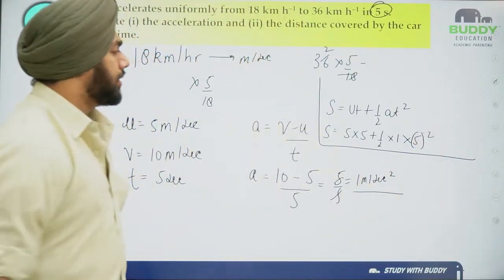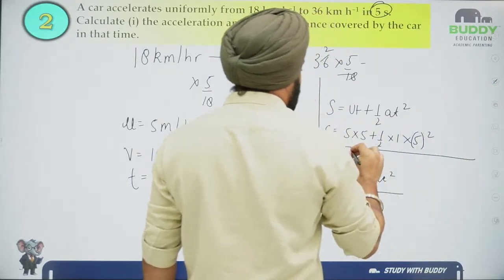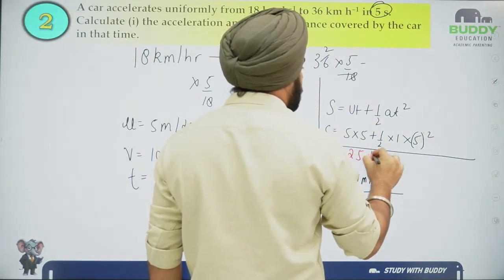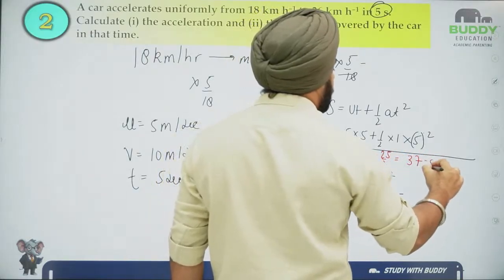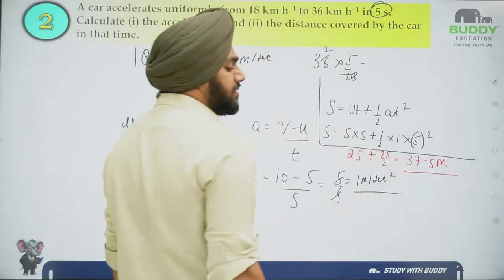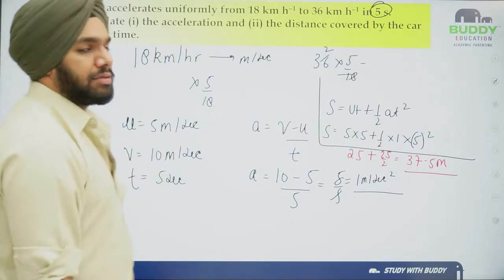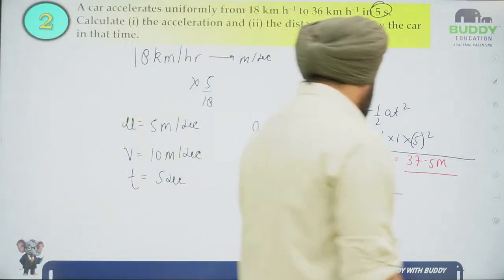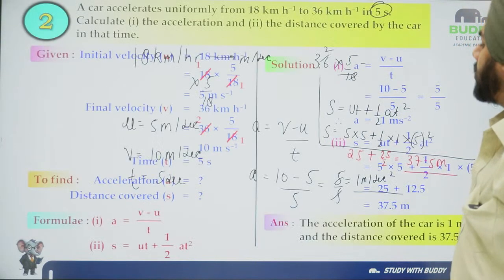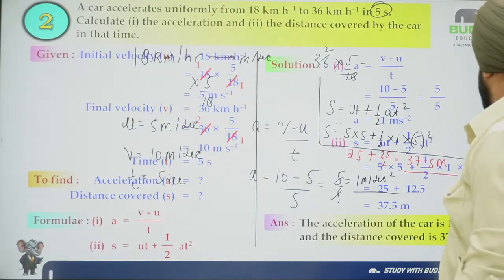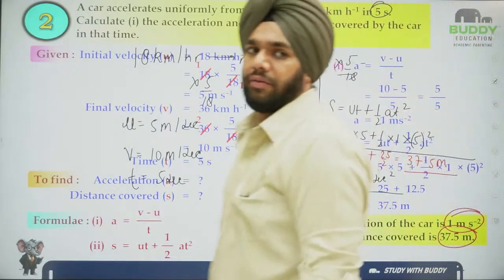Getting my point or not? So 5 into 5 is 25. 25 plus 25 by 2 is 37.5 meter. So this is the distance traveled by the particle or the car in 5 seconds when the acceleration is 1 meter per second square. Okay, so we got the final answer. The acceleration of the car is 1 meter per second square and the distance covered is 37.5.